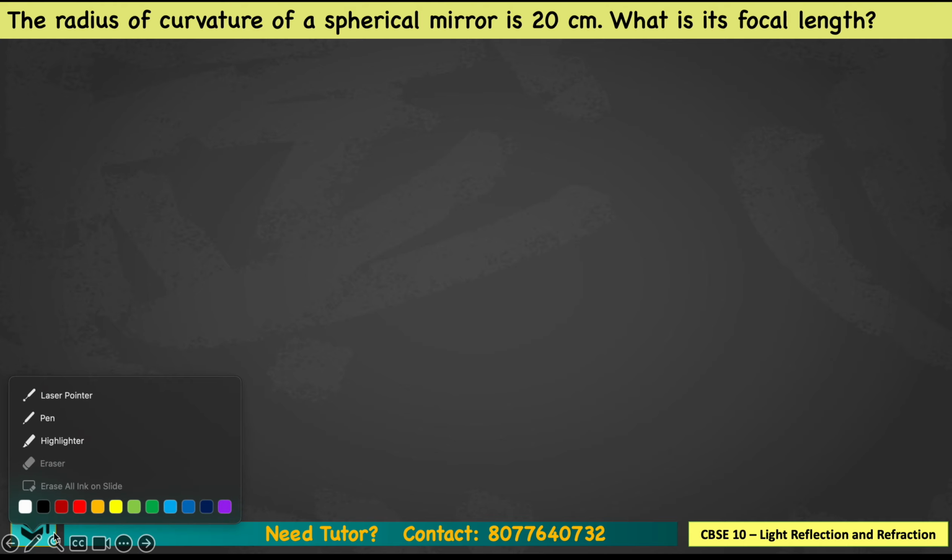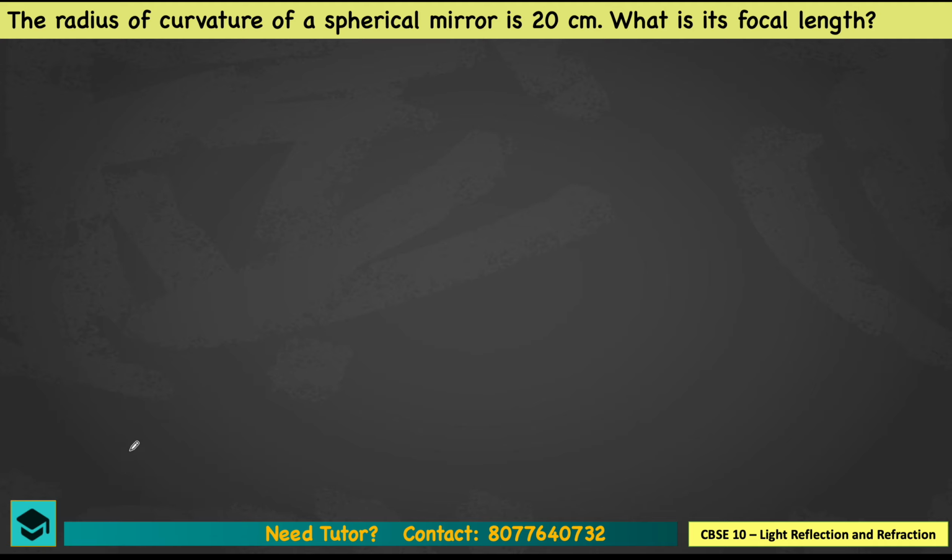In this question, they are saying the radius of curvature of a spherical mirror is 20 centimeter. What is the focal length? Now they didn't specify which mirror. So they didn't specify any kind of mirror. So whatever the value is given, straight away we'll consider that. Okay, so radius is given to us as 20 centimeter.